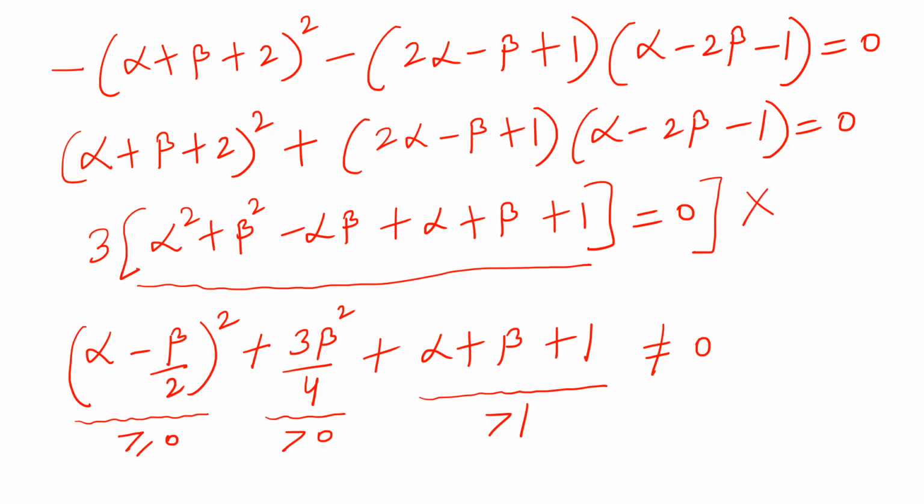So now we are just left with one possibility, and that is alpha plus beta is equal to 1. So that means the value of alpha plus beta minus 3 is equal to minus 2. So this is the correct answer of this question.